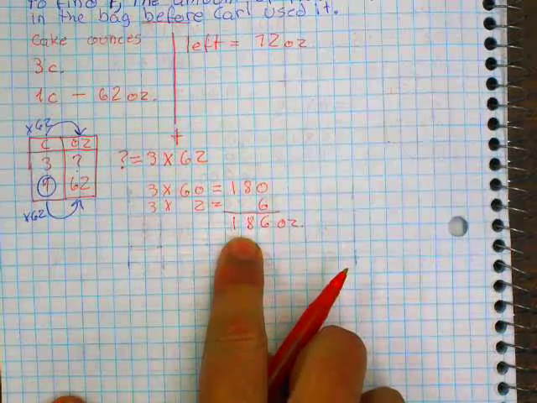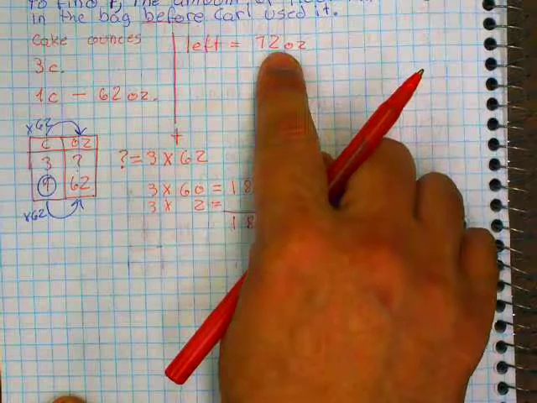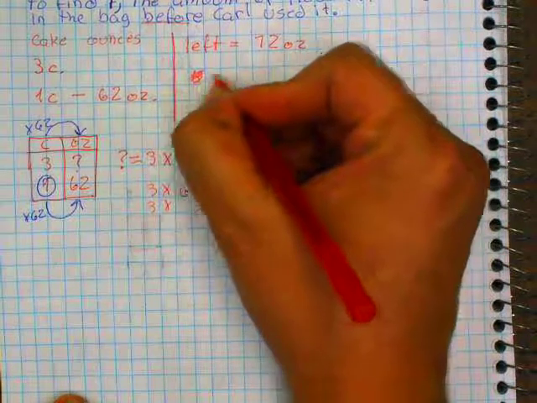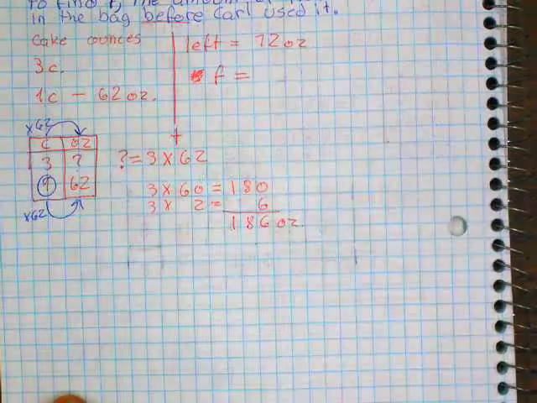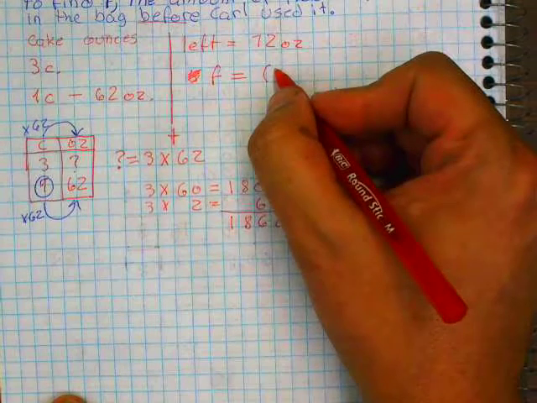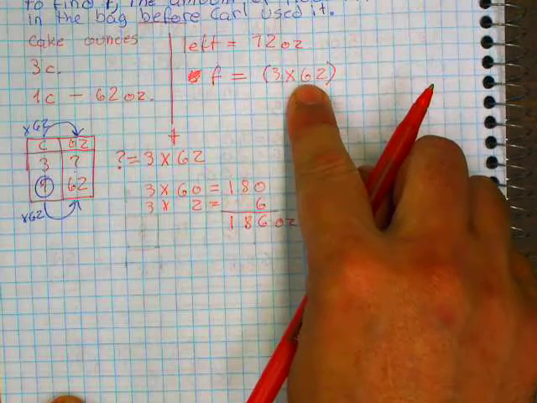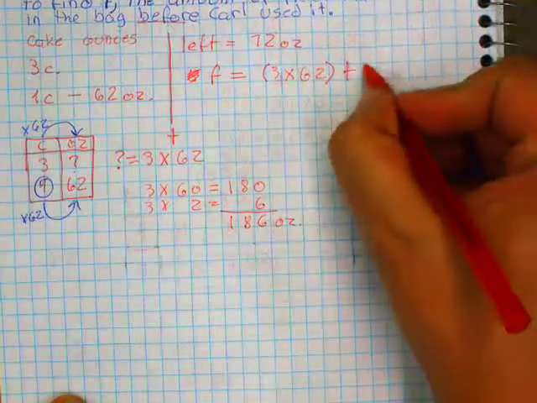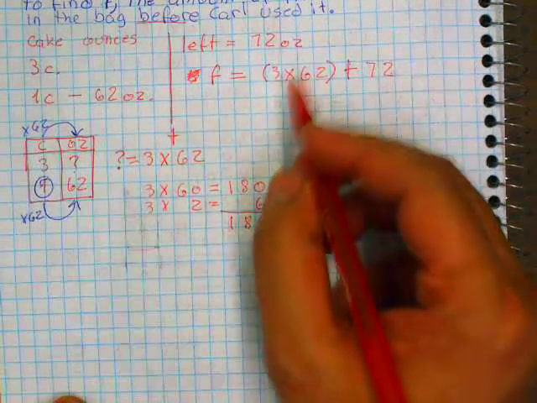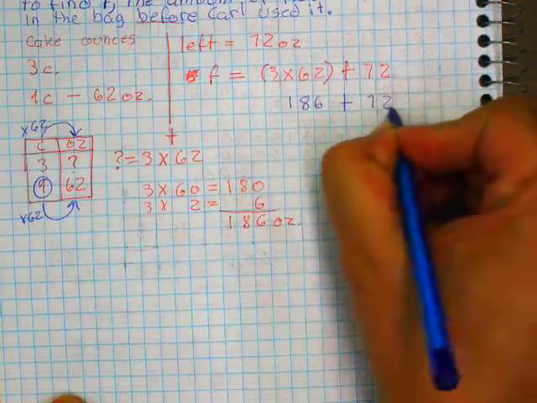So now I know that the 3 cakes used 186 ounces and there was 72 left in the bag. So to find F, the flour that was there before, first I had to multiply 3 times 62. This is what he used in the cakes. Plus, I need to add 72, which is the flour that was left in the bag. 3 times 62 is 186, plus the 72 that are left.